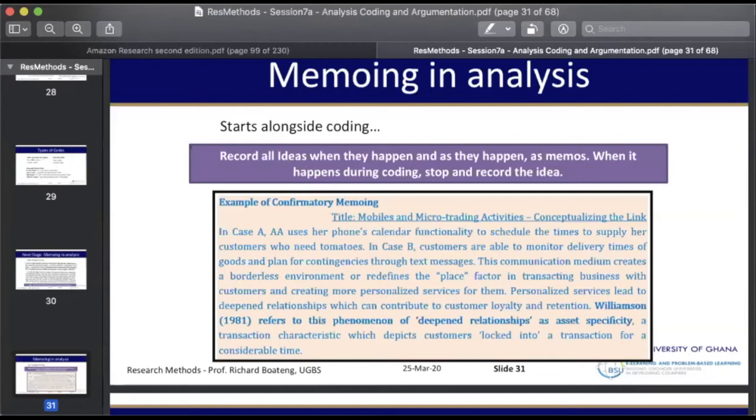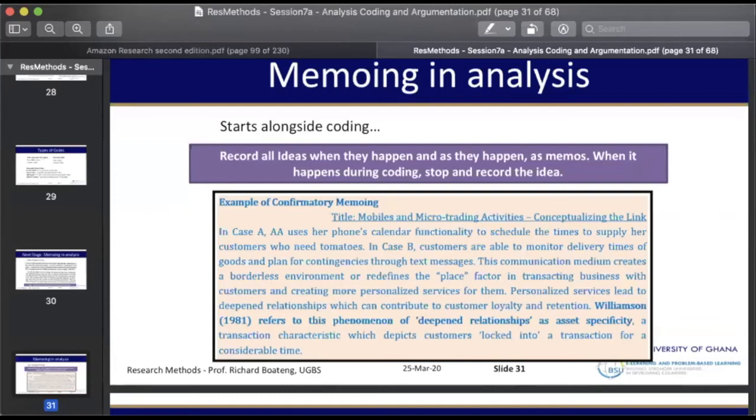Reliability means that you have to look at replication logic. I don't want to go back to our previous slides. Reliability means that to be reliable, so that you can say something and generalize it, you have to see replication logic in case A and case B. I can see it being replicated. Then what am I looking at? I'm seeing that the place factor is being redefined. In marketing, when you redefine a place factor, you're also redefining distribution. So it means that I am eliminating the place factor. I don't need to go to the place. I can still deal with customers. I don't need to go to the supplier.